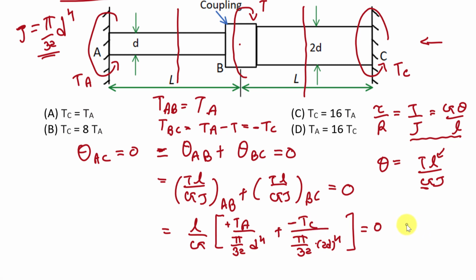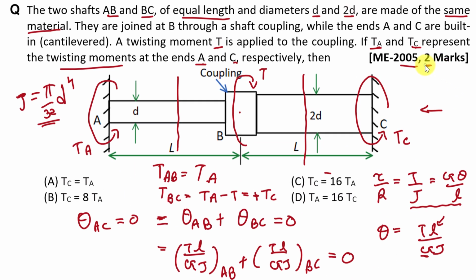Now from this expression we can find out relationship between TA and TC. And if you simplify this, then you will get answer as option C, TC is equal to 16TA. Now see, if you take this twisting moment TC as positive, then finally here you will get TC is equal to minus 16TA. Fine, that is only going to be the change if you take this sign positive. But I hope that you understand this. And here this question is for 2 marks.